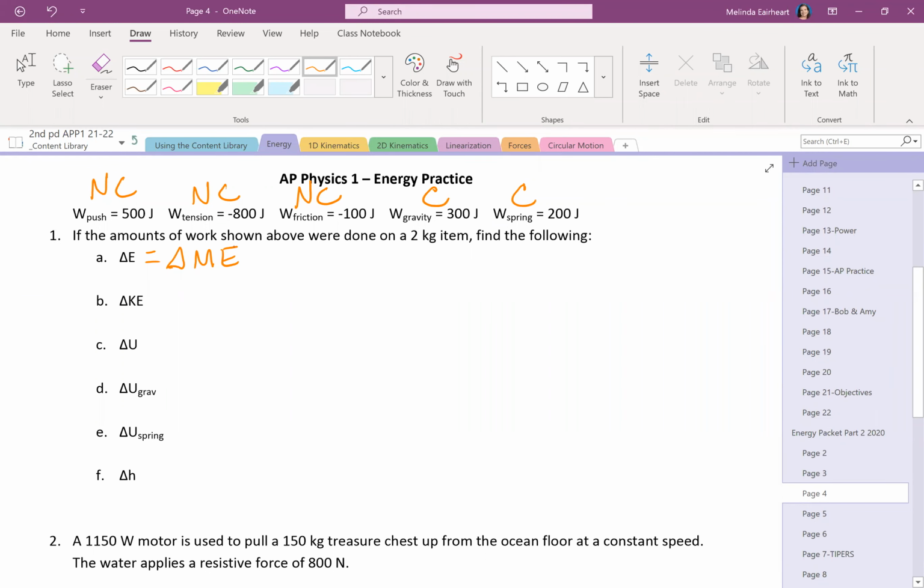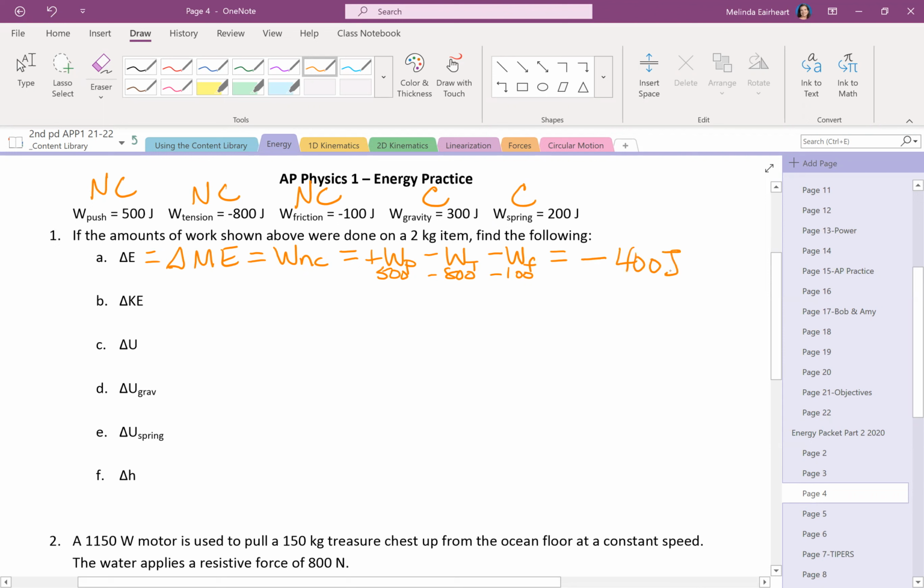Well, we don't know what it is. So we'll go back to the system is what it is. Everybody's included. Yeah, that's a great question based on what we did, but they don't specify. So you can go under normal conditions. Everybody's included. That's kind of my go-to. And so change in mechanical is due to non-conservative work. And so who's doing work? Non-conservative. Well, I have a positive push. I have a negative tension. And we have a negative work of friction. And so that positive 500 minus 800 minus 100 gives us a final of negative what? 400 joules. That's all we're doing on this problem.